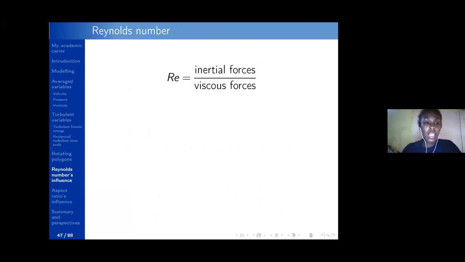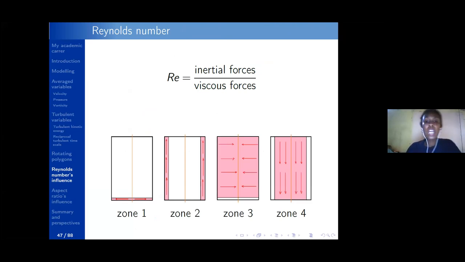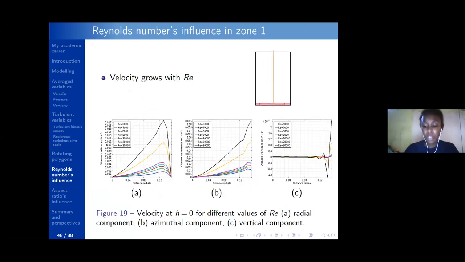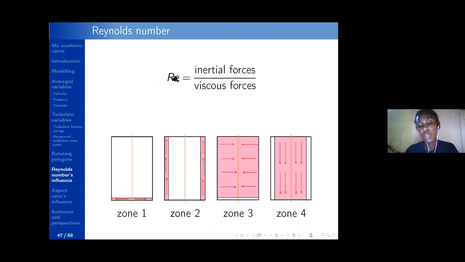Now we are going to see the influence of Reynolds number on the flow. We've already said that the Reynolds number is the ratio between inertial and viscous forces. And we are going to see the effects of this parameter on the four zones we defined before. Let me remind that the Reynolds number is used to know if a flow is turbulent or not. With high Reynolds number, the flow is turbulent. And of course, in this workflow, increasing Reynolds number means that turbulence should increase too, and fluctuation should increase, for example. Let's see if that happens in our results.